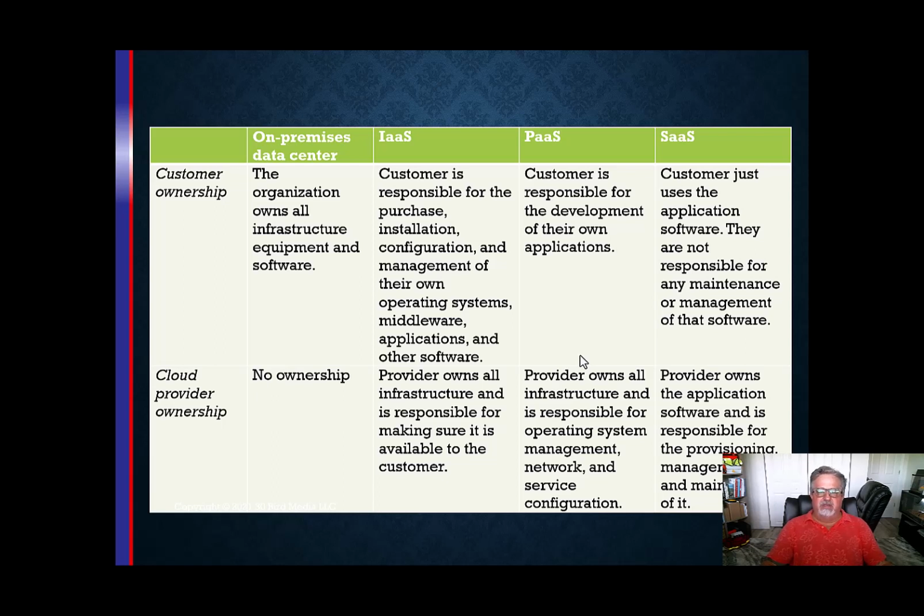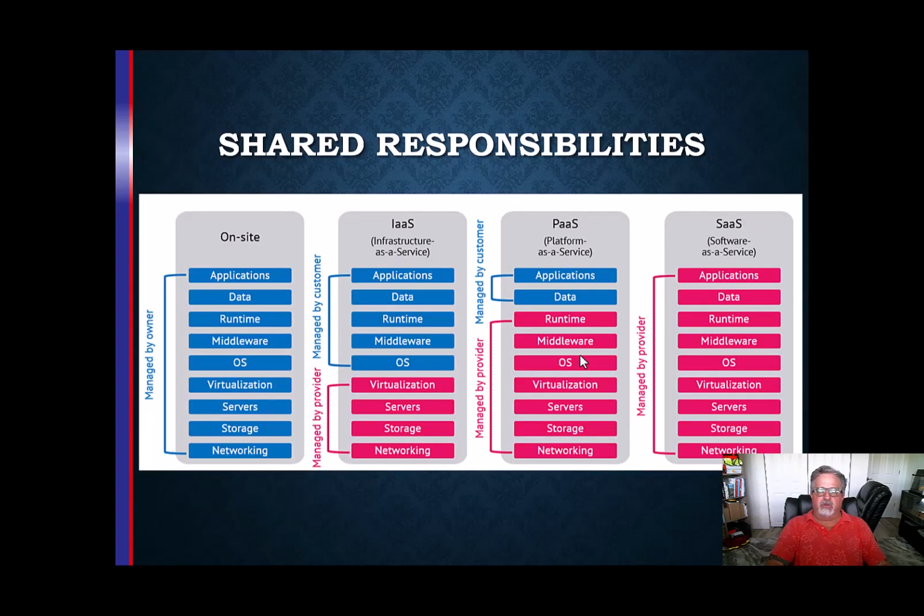So if you really spend a couple minutes and think about, from a cost perspective, the benefit of being in a cloud, there are some real cost savings that customers are going to see immediately. So this is the shared responsibilities matrix that you always see in cloud courses, comparing on-site to IaaS, to platform as a service, to software as a service. Anything in blue is managed by you, the customer, if you will.